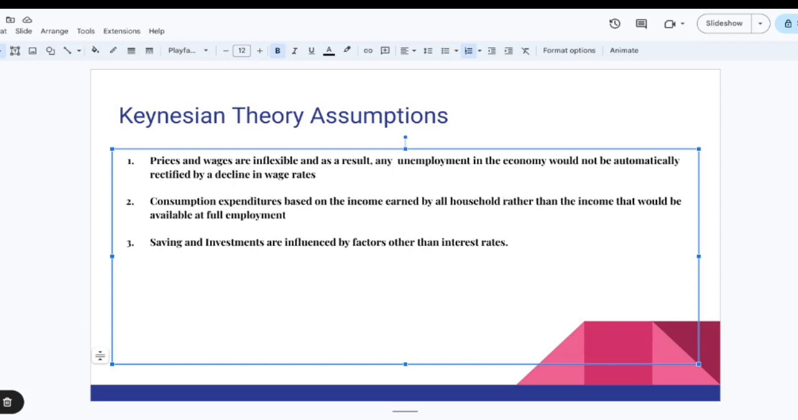Also, saving and consumption are influenced by factors other than inflation, such as interest rates. So that's just a general overview of the main assumptions of the Keynesian model.